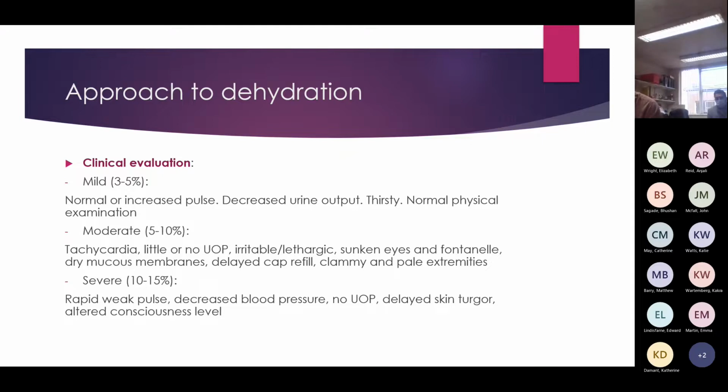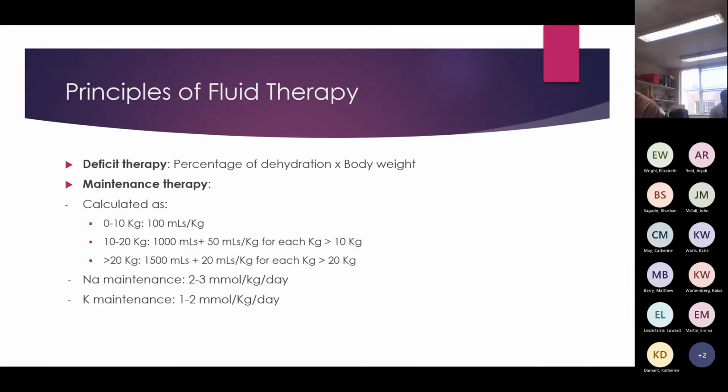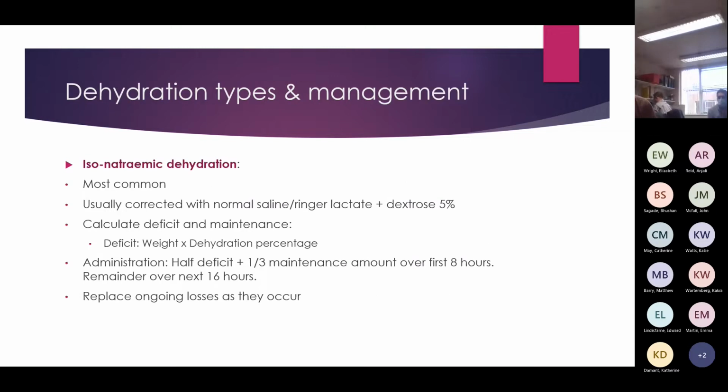Dehydration types are unfortunately not straightforward. There are 3 types of dehydration according to the main electrolyte in the extracellular volume, like we mentioned earlier, which is sodium. So in our approach to dehydration, the second thing we need to do after estimation of the dehydration percentage is to look into what type of dehydration we have. Is it isonatremic, is it hyponatremic, or is it hypernatremic? Isonatremic is by far the most common type of them, because when we usually lose body fluids, we tend to lose electrolytes as well.